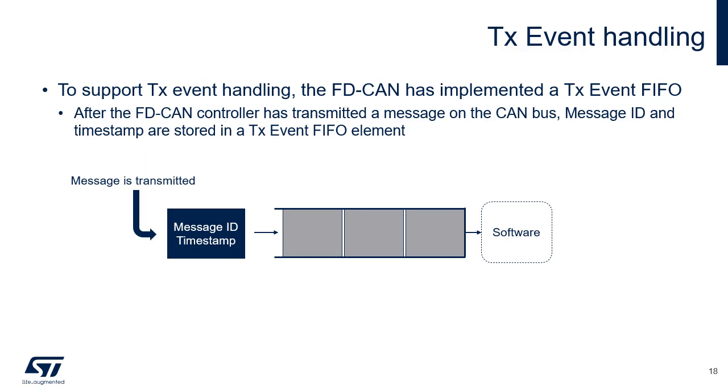This design is particularly beneficial when operating with a dynamic transmit queue. Once a message is successfully transmitted, the TX buffer can immediately be reused for a new message, without needing to store or process the transmit status information first. However, if a transmit event occurs while the TX event FIFO is full, the event is discarded, and an interrupt flag is set to signal the overflow condition.